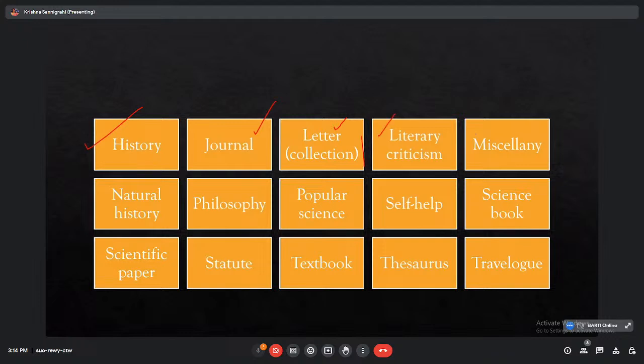Then literary criticism, miscellany, natural history, philosophy, popular science, self-help books, science books, scientific papers, statutes, textbooks, wherein there are different textbooks based on different data and different references. So what kind of textbooks are there? Then different travelogues, which we have seen are also important, just like we have travel vlogs now. Earlier, there were only travelogues which could be referred to.